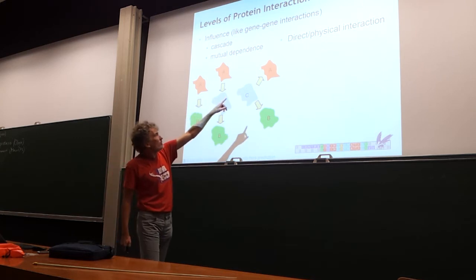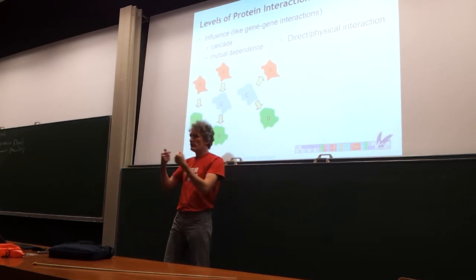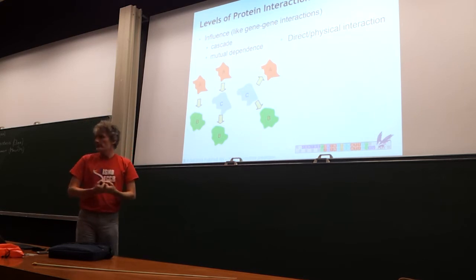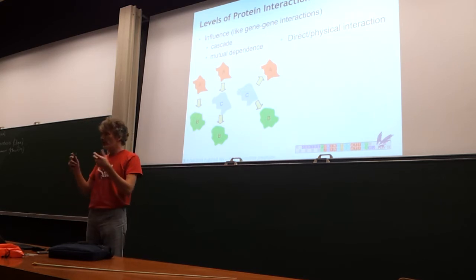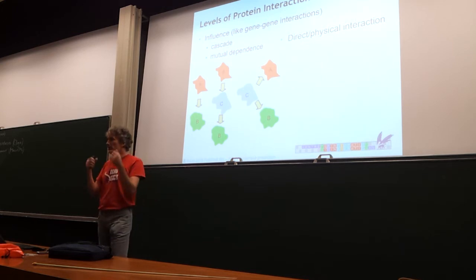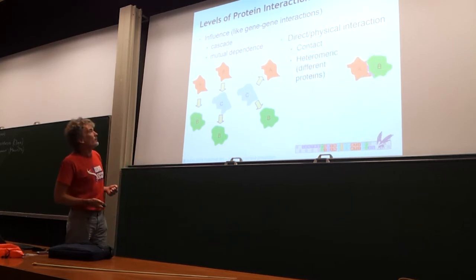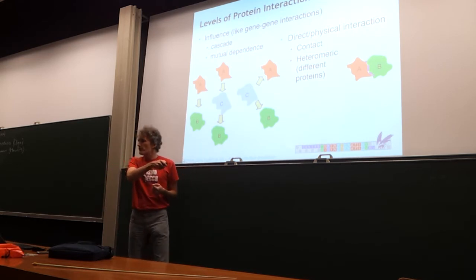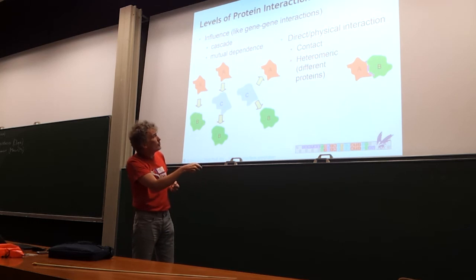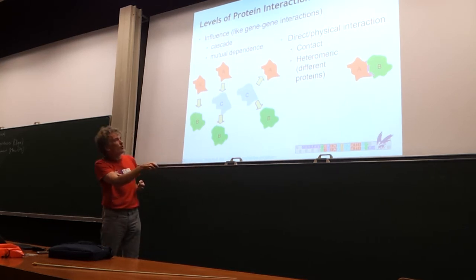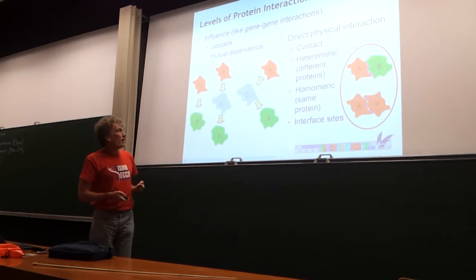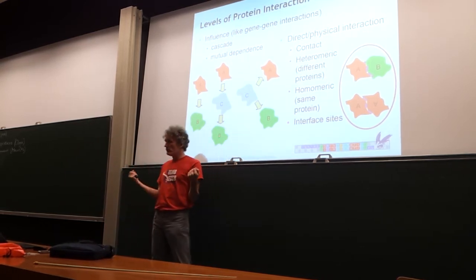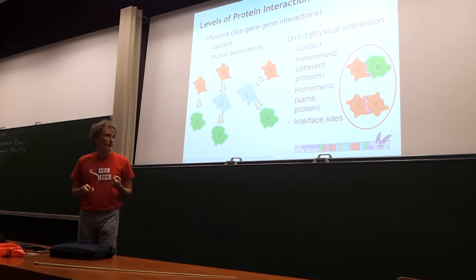Because the one I want to talk about is direct physical interaction, where two protein molecules are actually physically in contact and they stick together. Like a nut and a bolt, or a wheel being mounted on an axle of a car. Okay, so it's contact. It might look something like this, but it's of course not with proteins. And there are two general ways. It can be two different proteins interacting, or it can be two molecules of the same protein interacting.